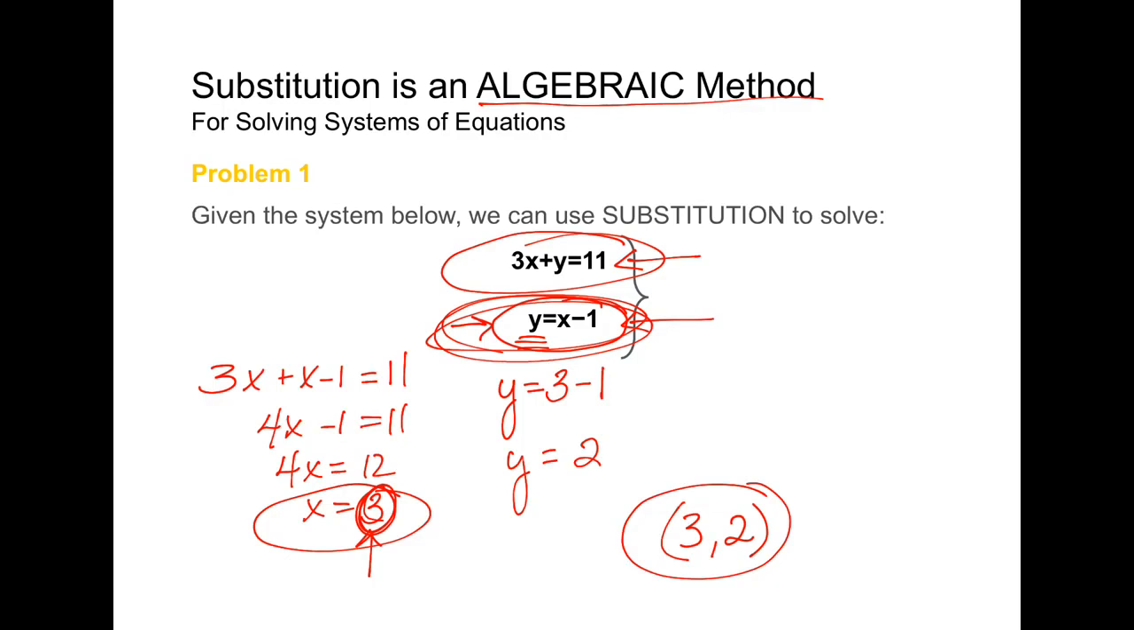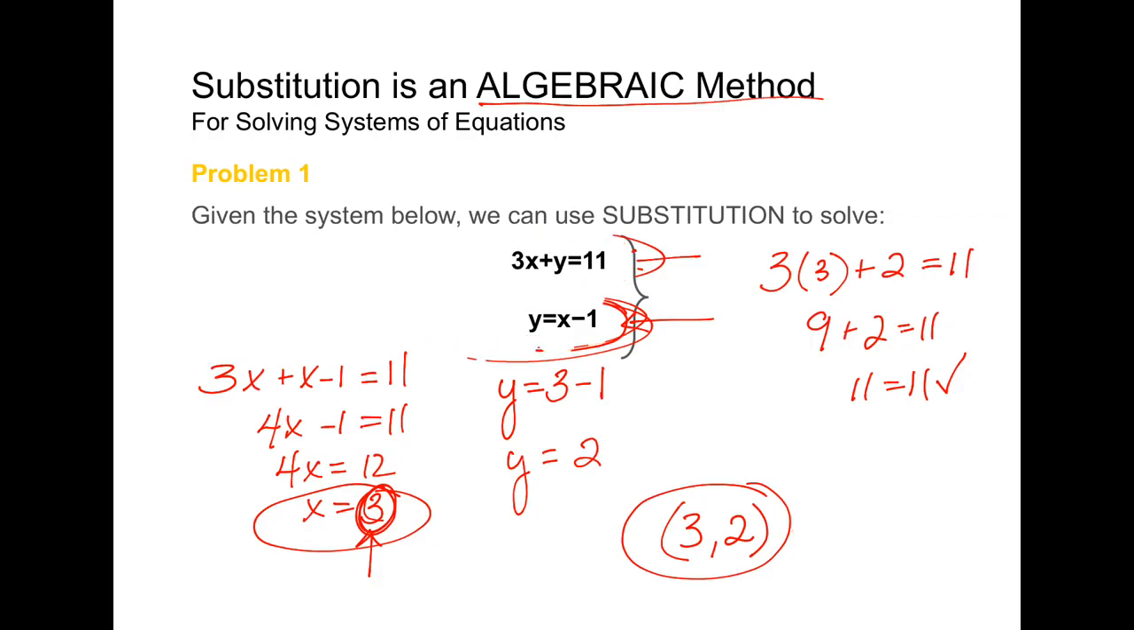So let's do that. Wherever I see x, I'm going to substitute in a 3. And wherever I see y, I'm going to substitute in that 2. And let's see if I get a true statement. Let's see if (3, 2) is a solution to this first equation. That gives me 9 plus 2 equals 11. And we can see quickly that that, in fact, is a true statement. So (3, 2) not only solves the first equation, but it also solves the second equation. And it is therefore our solution to our system of equations.